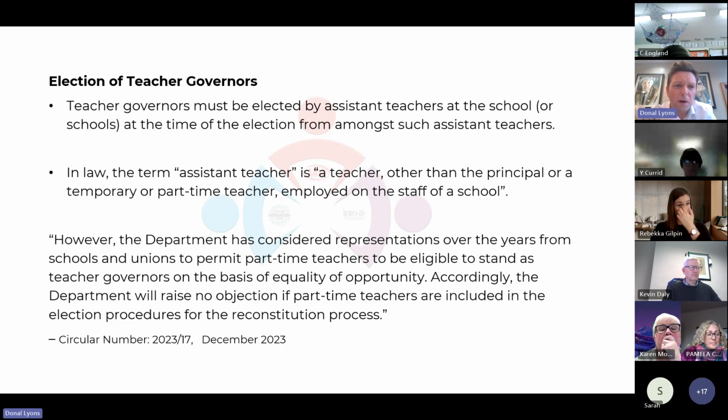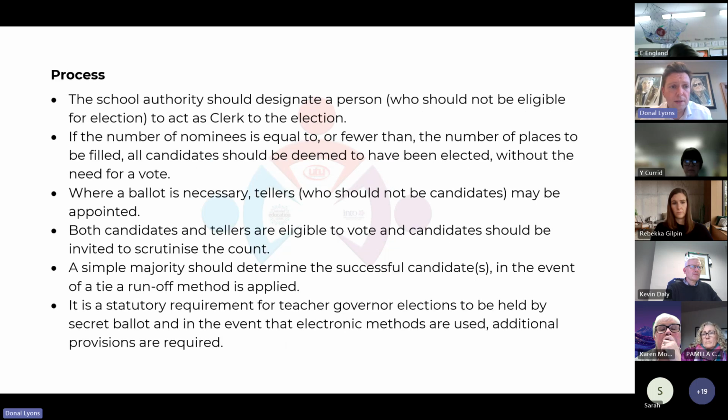The reason it's important to highlight that is to prevent any confusion later on when it comes to eligibility questions or any issues within schools, that the department has suggested no objections, which is more permissive than prescriptive in its approach. It says that it will stand back and take no action on that, rather than amending the legislation or the circulars to update, which would be a slower and more lengthy process all round.